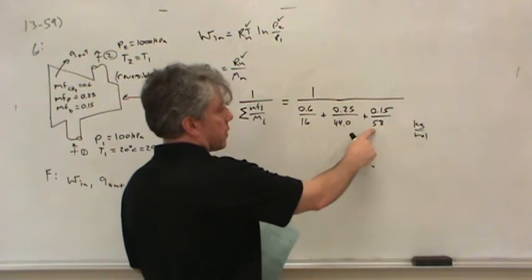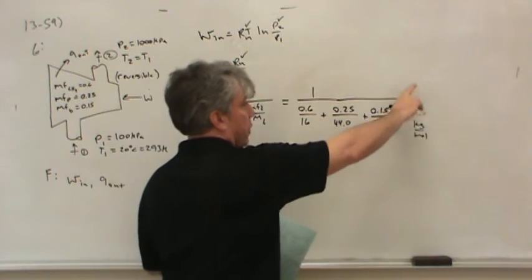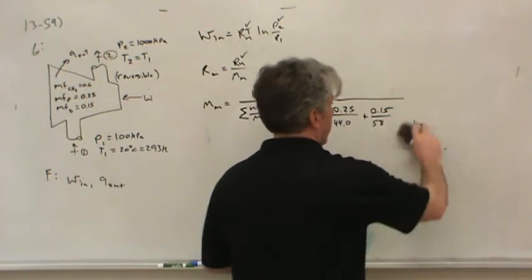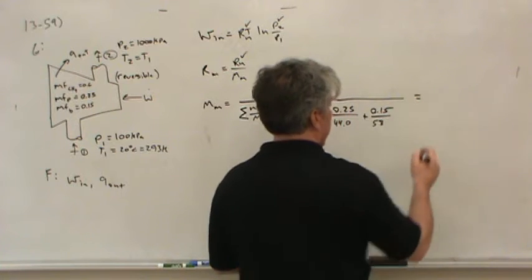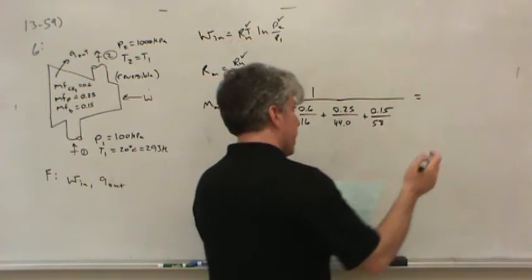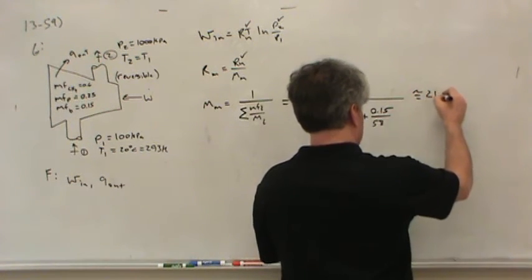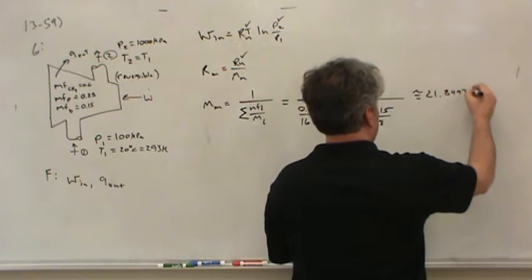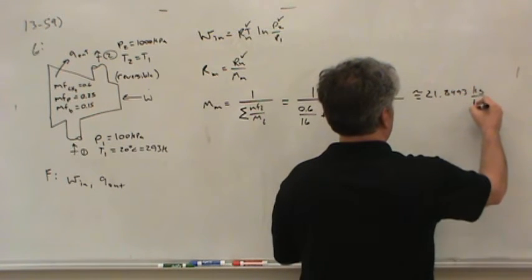We'll invert it once because they're in the denominator of the denominator, but we invert it again to bring it to the numerator. So overall, these will all be kilograms per kilomole. Let me just write down the result. It comes out to about 21.8493 kilograms per kilomole.